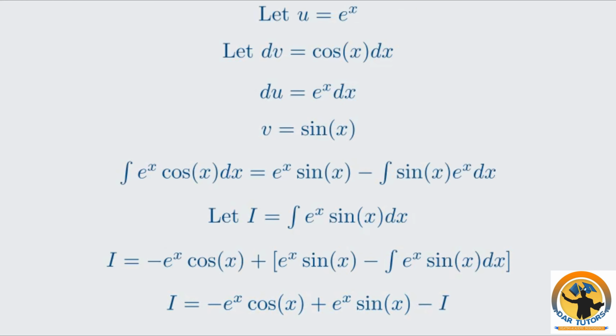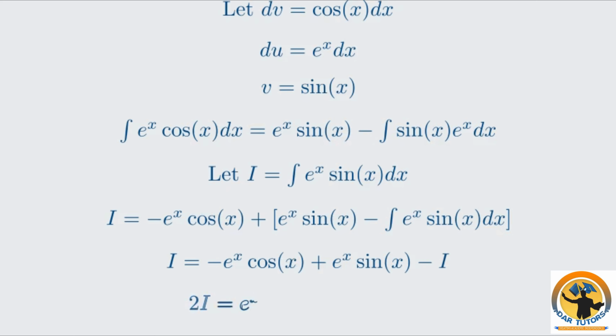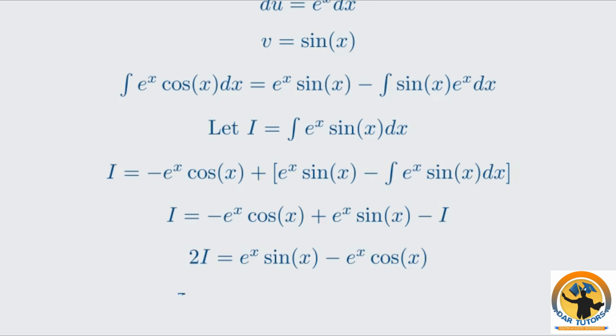Add I to both sides. This gives us 2I equals e to the power of x sine of x minus e to the power of x cosine of x. Finally, divide by 2 to find I. The integral I is equal to 1/2 e to the power of x times the quantity sine of x minus cosine of x, plus c. This technique of solving for the integral itself is a common and important strategy for these types of problems.